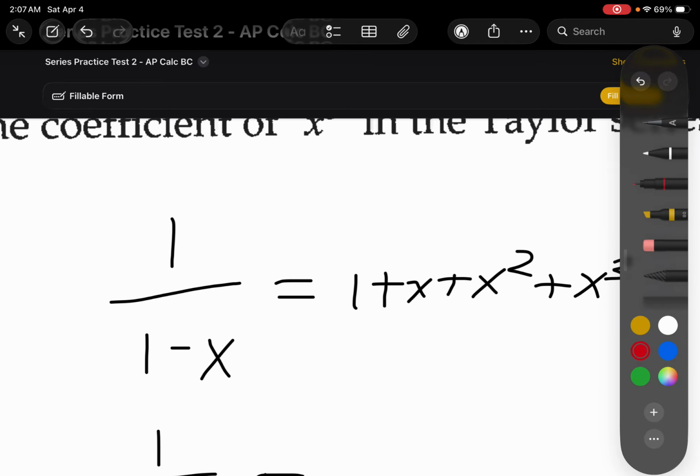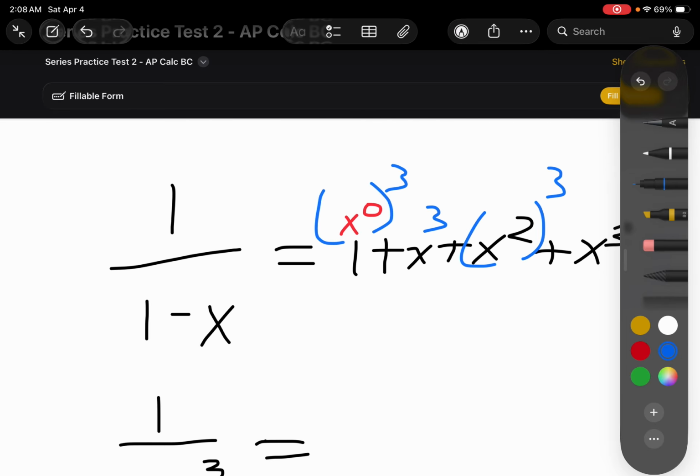So remember that 1 is x to the 0. And now we're going to cube it. Everything is going to be cubed.